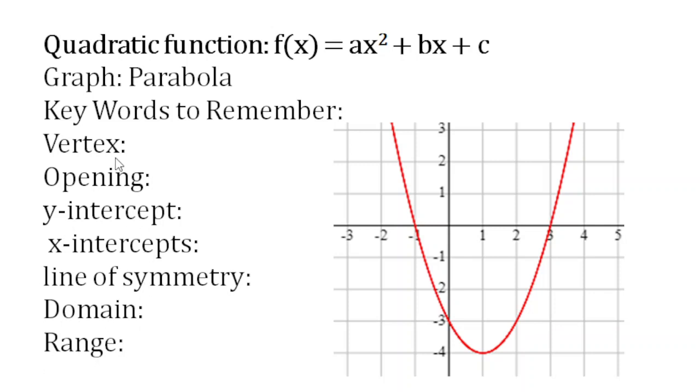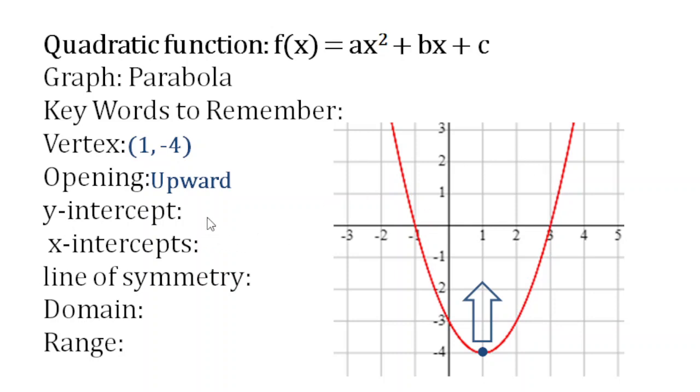First, let's talk about the vertex. Vertex is the turning point of our graph. So it's here. So it has coordinates 1, -4. And the opening we have here, the opening is upward. So parabola could open upward or downward. So in this case, our opening is upward.